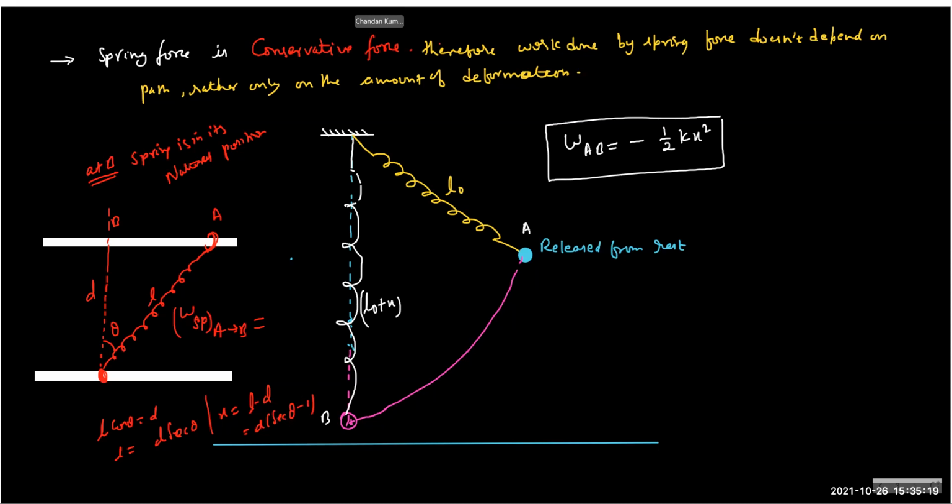Do you realize this? No. So the answer is half k d square, and because of lack of space, okay, no problem. This will be half k d square times sec theta minus 1, whole square.